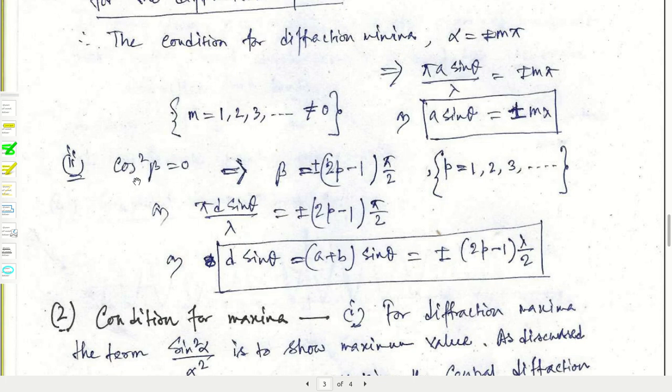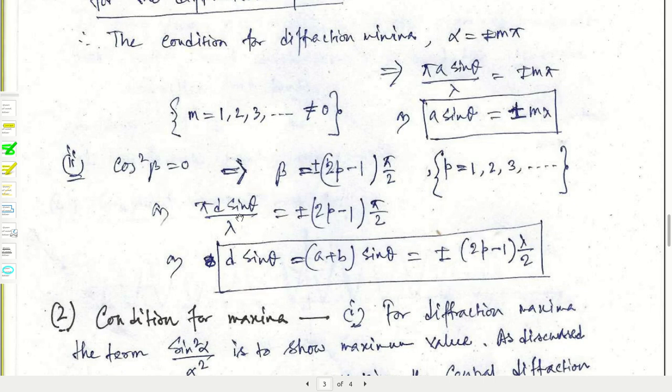So interference minima can happen for cos square beta is equal to 0. So beta is equal to plus minus (2p minus 1) into pi by 2, where p is equal to 1, 2, 3 but not equal to 0 surely. And you can see 2p minus 1 is an odd term, so an odd multiple of pi by 2, whether it is plus or minus, will give you cos square beta is equal to 0.